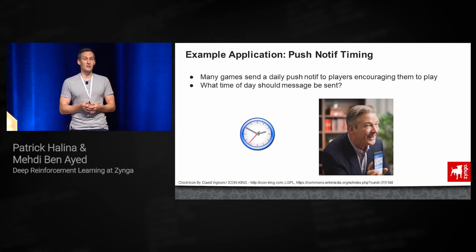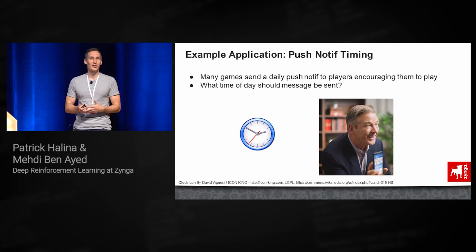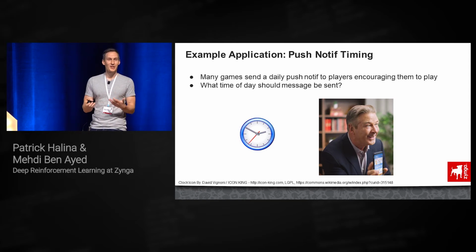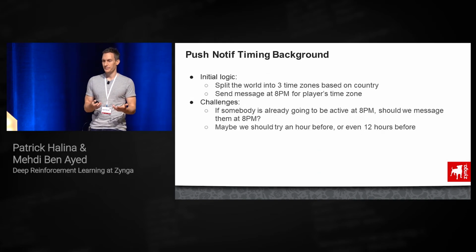Something that's really common to all of our games is we'll send a daily message. So it might tell a user, hey, there's some type of gift waiting for you, or your clan is in a war, or your friend is waiting to make a move, or something like that. But we want to know what time of day we should send that message to people. Everyone has their own schedule. We have users all over the world, and it can be kind of difficult.